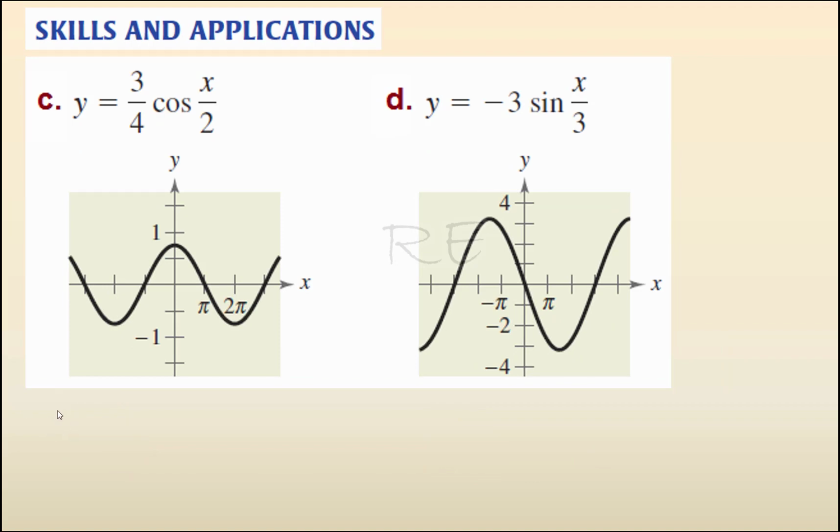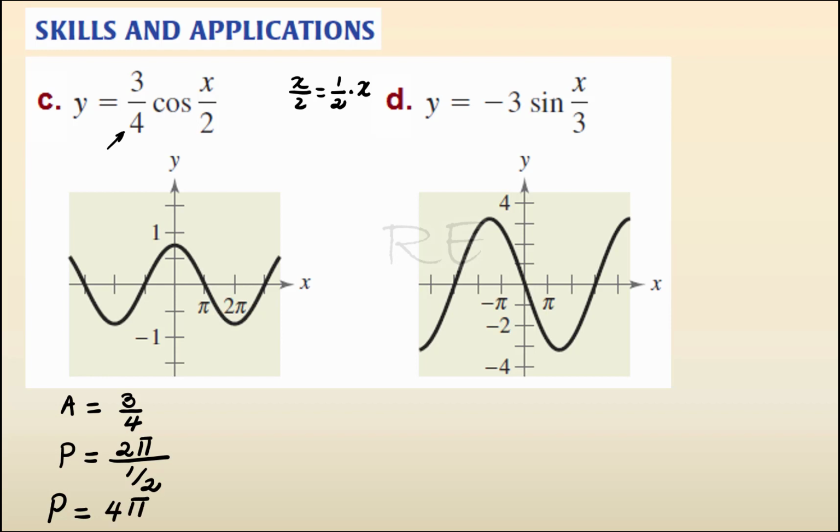Y is equal to 3/4 cosine x over 2. The amplitude is the absolute value of 3/4, which is 3/4. The period is 2 pi divided by the coefficient of x, which is 1/2, because x over 2 is the same as 1/2 multiplied by x. And 2 divided by 1/2 is the same as 2 multiplied by 2, which is 4. So P is equal to 4 pi.